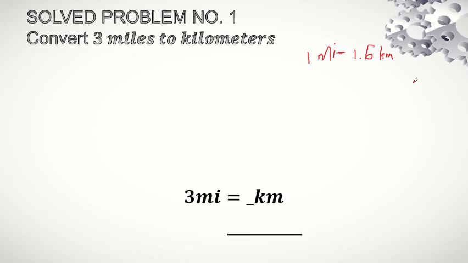Now, solve problem number 1. Convert 3 miles to kilometers. In 1 mile, we have 1.6 kilometers, right? We have 1.6 kilometers. Mukha na siyang hectometer, pero ano yan?